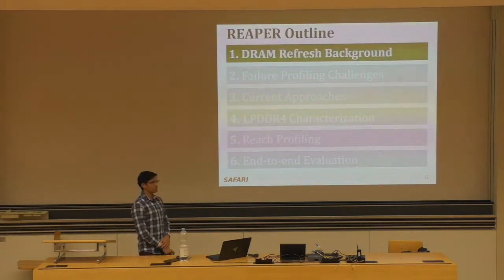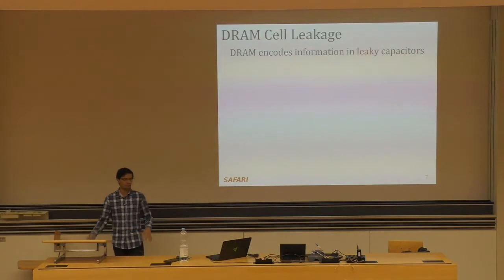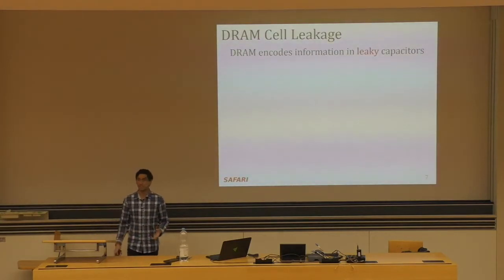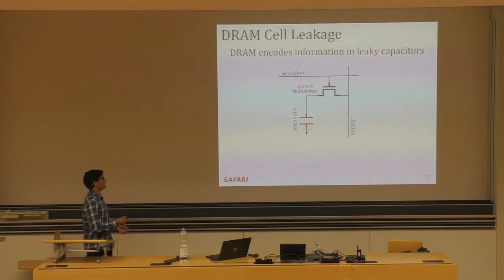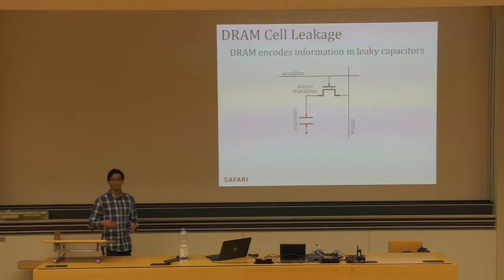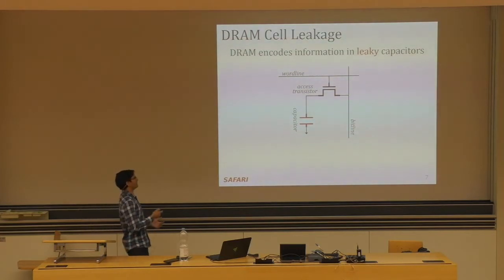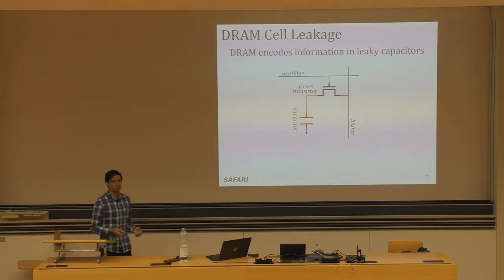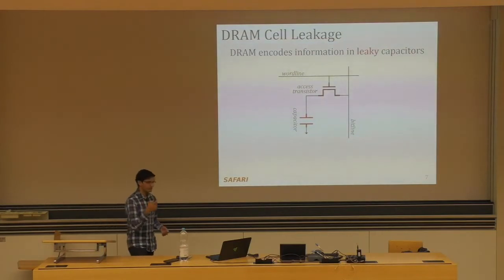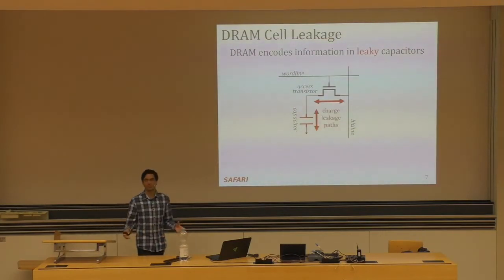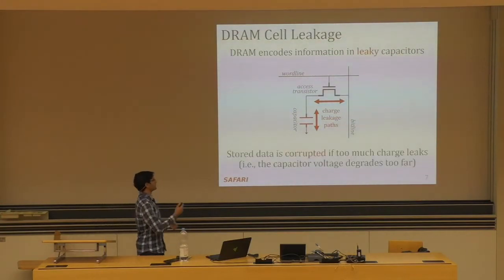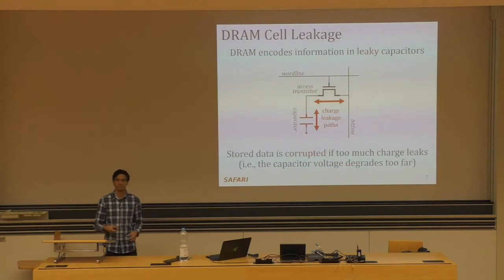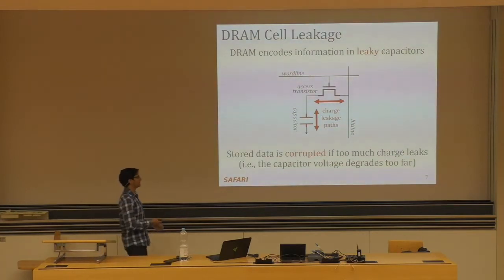Okay. So I'm going to start off with some background on DRAM refresh, right? So DRAM inherently encodes data using leaky capacitors, right? So here's a graphic of like a simplified DRAM cell. And so we have a capacitor which encodes data using either the charged or discharged state. And we have an access transistor which is used to read from or write to the cell, right? And so one thing to note is that there's several charge leakage paths by which charge can enter or exit this capacitor, right? And the important thing is that the stored data in the capacitor can actually be corrupted if too much charge leakage occurs. And this is the same thing as saying if the capacitor voltage degrades too far.